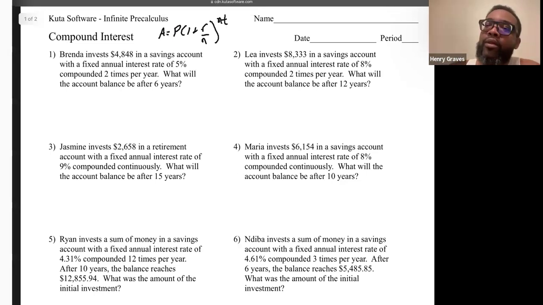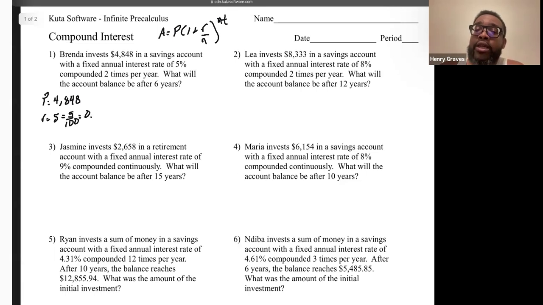So, for instance, on number one here, we have Brenda. I know her principal amount is going to be $4,848 in her savings account. She has a rate of 5%. Remember, I'm going to do 5 divided by 100 because that's the percent, and that's going to be 0.05. Her time is going to be 6 years. And her N, she compounds it twice a year, right? So it's going to be 2.